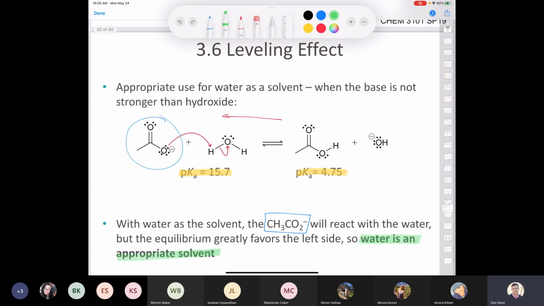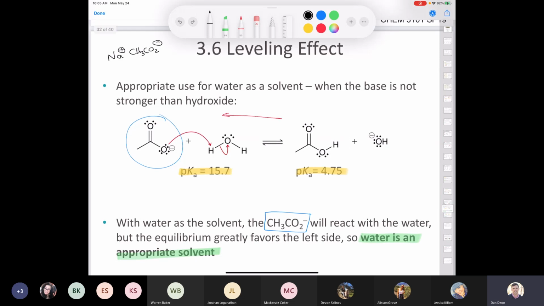Acetate usually comes as a salt, sodium acetate. So you'd have sodium plus CH3CO2 minus. If you dissolve sodium acetate in water, it's going to remain intact. You're going to form a little bit of this, but not a whole lot.